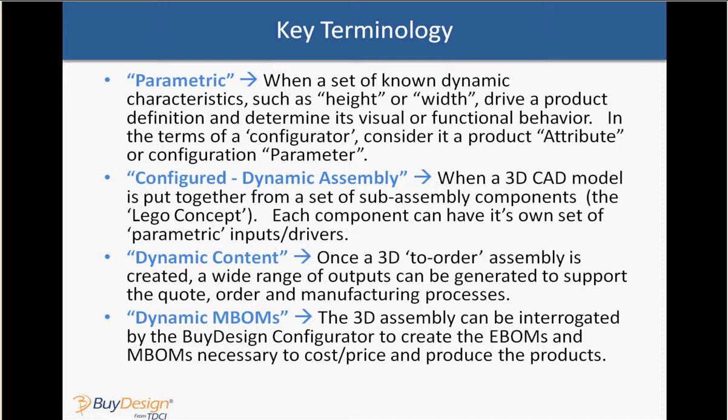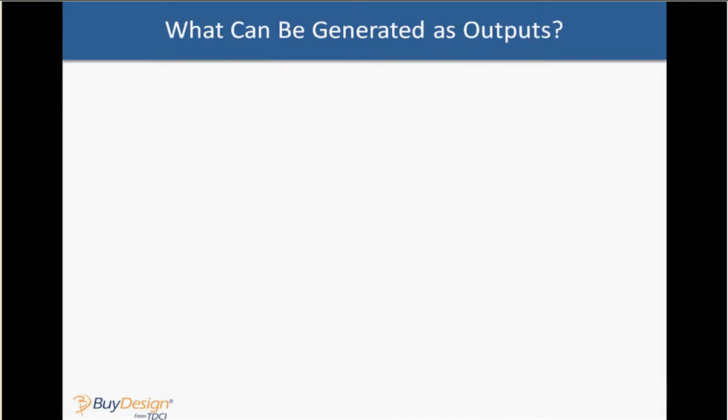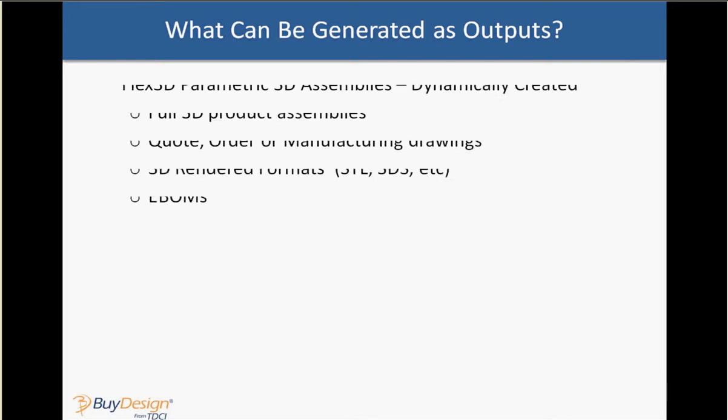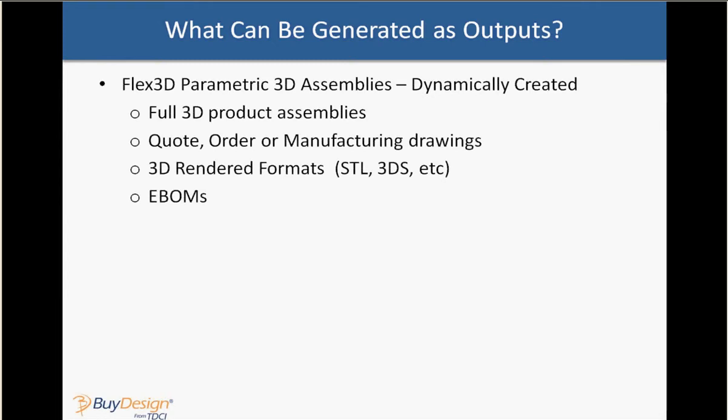What can be generated as outputs, a la content? Once you've got the assembly, then you can create quote, order, and manufacturing drawings, detailed drawings, all those types of things. Again, 3D rendered outputs. These names mean things to people in CAD. STL is a stereolithography format. 3DS is 3D Studio. You've got ASYS, quite a few different things.